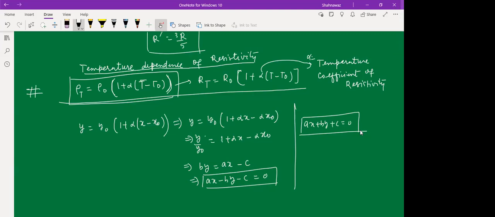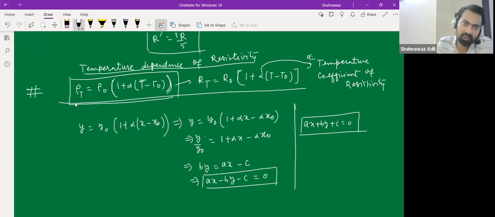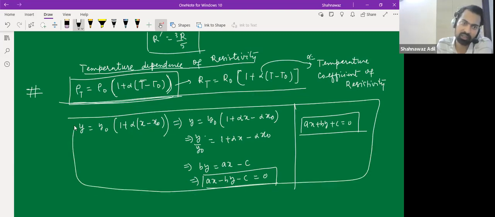So the graph of these two equations, and in here y is what? So this is y, right? So the graph of these two equations would be a straight line. That is what I wanted to show by writing. So the resistance or resistivity would be proportional to the variation of the temperature. So they will vary linearly. Is that clear?